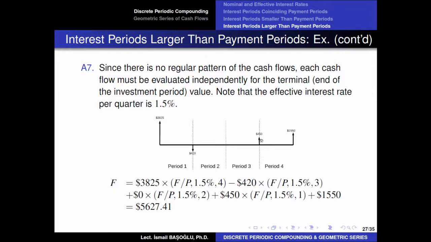The last $450 in the beginning of period 4 will be subject to 1 period of compound amount factor, which is simply going to be multiplied with 1.015. And finally, the last cash flow in the end of period 4 is not going to be compounded at all. It is just going to be deposited at that time point, and it is just going to be contributing to the total balance. However, it will not gain any interest, of course. And the total amount will become $5,627.